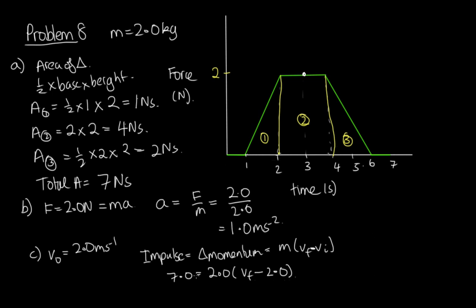And so 7 divided by 2, that's 3.5, is equal to the final velocity minus the initial velocity. And so this tells us that the final velocity is equal to 3.5 plus 2, which is 5.5 meters per second northwards.